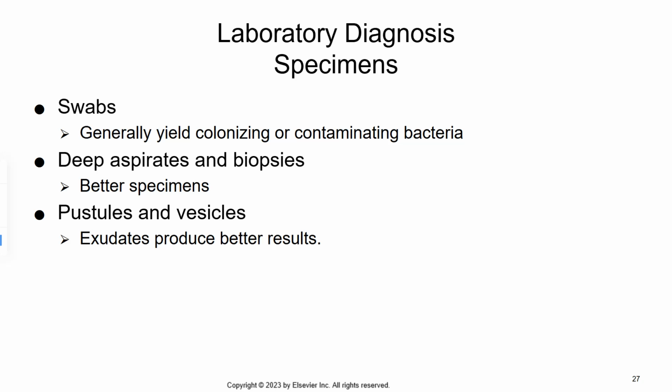Laboratory diagnosis: swabs generally yield colonizing or contaminating bacteria. We like to get 2 swabs received in the lab. The first swab is for a direct smear and stain. What we're looking for in that is to make sure that the specimen is acceptable. So especially if we're looking for a wound culture, we want to see that the swab that we use has very few epithelial cells and a lot of those pus cells or those neutrophils. Deep aspirates and biopsies make better specimens. Pustules and vesicles, exudates produce better results.